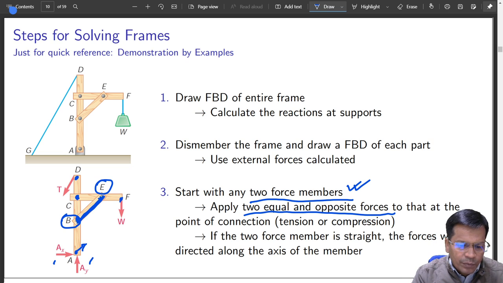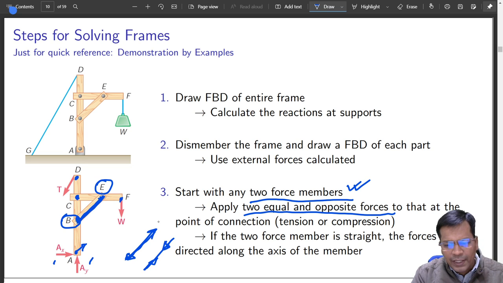If this member EB is in compression, it will either have forces like this or it will have forces like this. Is it not? Both of them will be equal, because this link itself is in equilibrium. So it has to be acted on by an external force which is equal in magnitude and opposite in direction. That is the reason we do that. At the point of connection, you have to apply either tension or compression.